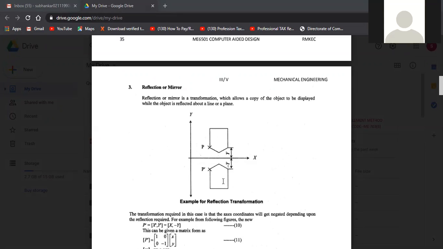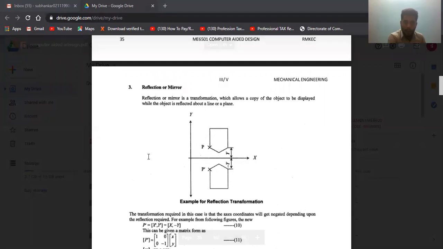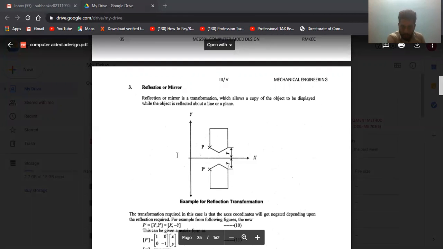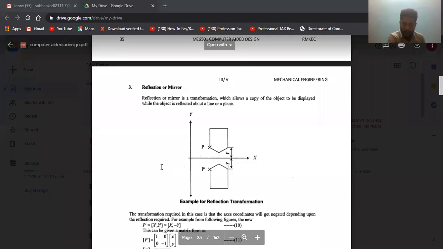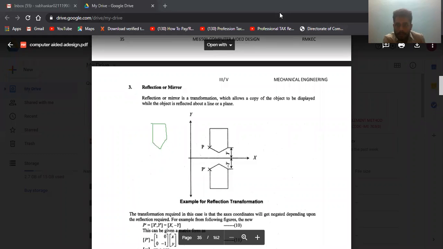If you want to answer the same question along the y-axis, what will be your diagram? Draw it over here, same diagram. If I want to get the reflection of this same knife object along the y-axis, can anybody draw in this diagram? Draw this line. This is the answer.